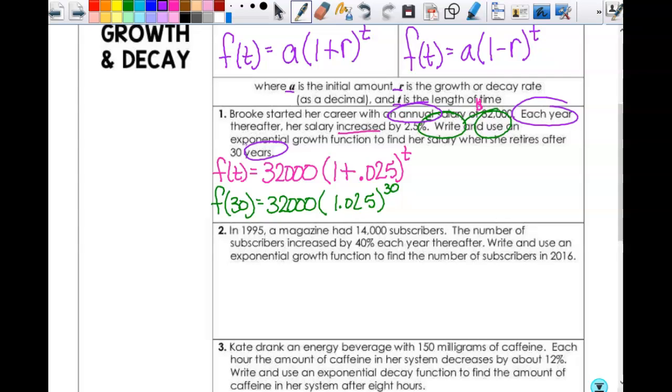Then when you answer the question, you can't just put a number. You have to answer the question and say something like, Brooke's salary when she retires after 30 years is this amount.